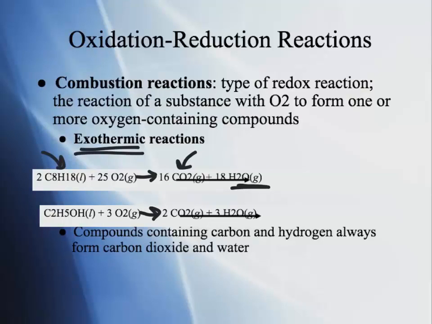C2H5OH. That's propanol? No, not propanol. Ethanol. Ethanol, and so that's like rubbing alcohol. Not really. Rubbing alcohol is propanol. It's ethanol. I'm so done. It is ethanol reacting with oxygen again to make carbon dioxide and water. So anytime you burn a carbon compound, you always make carbon dioxide and water.